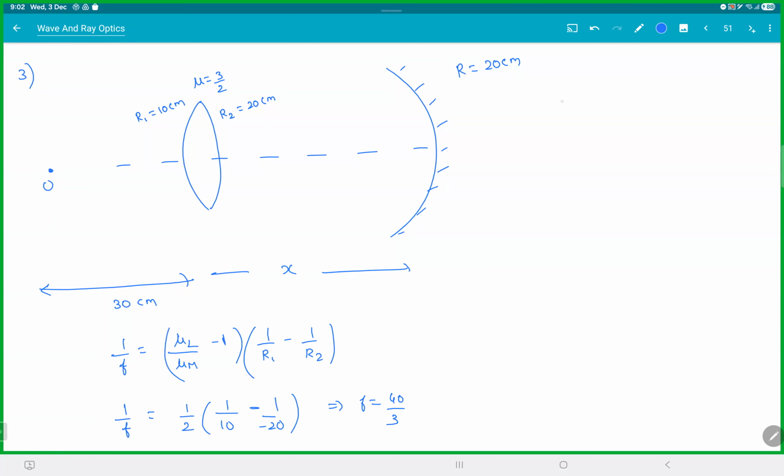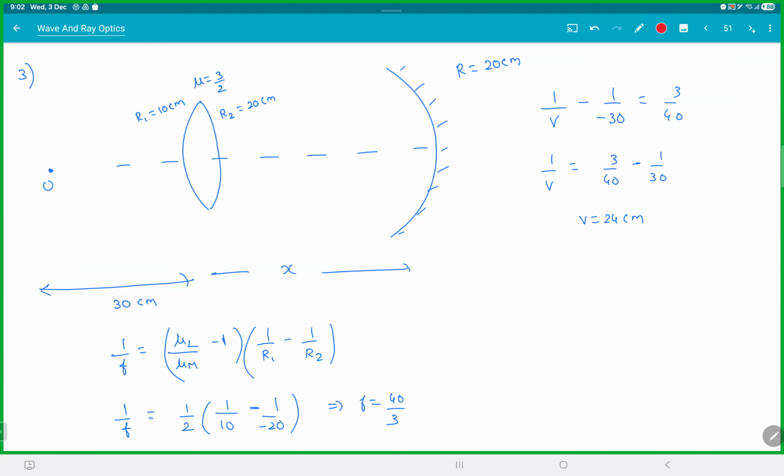Then use the lens formula, 1 by V minus 1 by U. U is minus 30 and 1 by f is 3 by 40. Numbers are not great, right? So 1 by V is equal to 3 by 40 minus 1 by 30. Right? Did I mess up something? Fine, this looks fine. Then take out 1 by 10 common. That will be 9 minus 4 by 12. That is 5 by 12, not bad actually. So V is 24 centimeters.